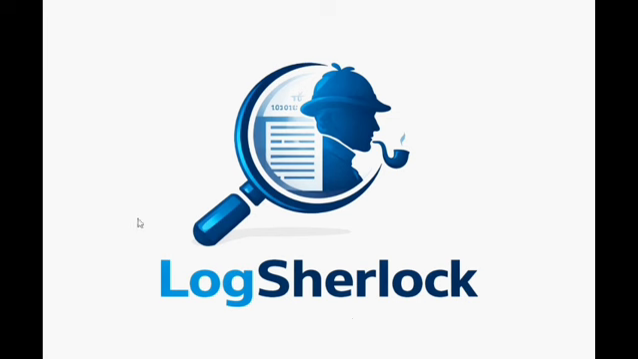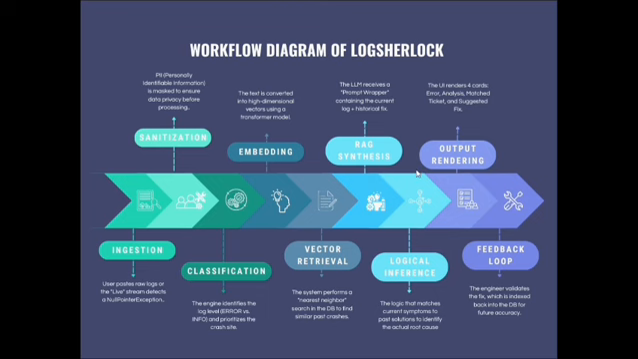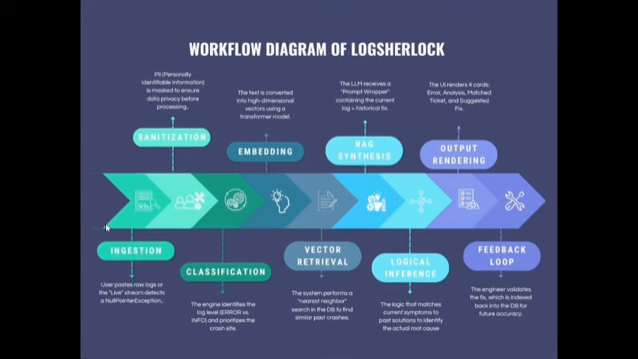LogSherlock uses modern AI technologies to make this possible. Logs are converted into vector embeddings and stored in a vector database. When a new incident occurs, the system retrieves similar past causes using retrieval augmented generation. The AI model then generates a grounded root cause analysis and suggested fix.